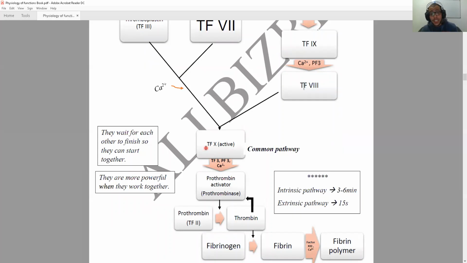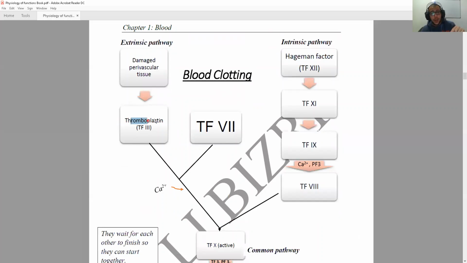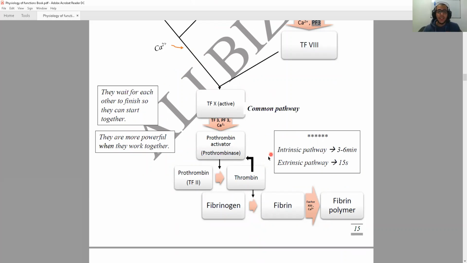This tissue factor 10, in the presence of the tissue factor 3 that we mentioned earlier, the thromboplastin, the plasma factor 3 that we also mentioned earlier, and also CA2+, is going to be activating the prothrombin activator, also known as the prothrombinase. Now, this is going to be a cascade of events. This is going to be activating the prothrombin, which is also known as the tissue factor 2, and this is going to be converting the prothrombin into thrombin.